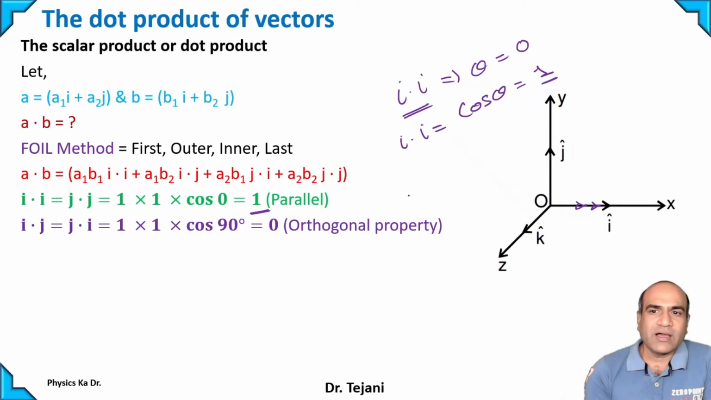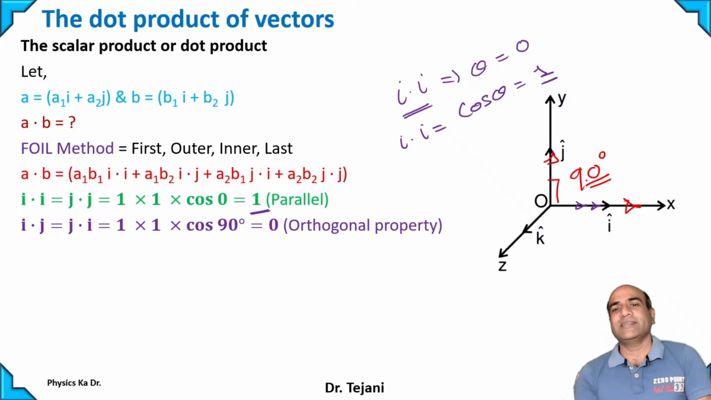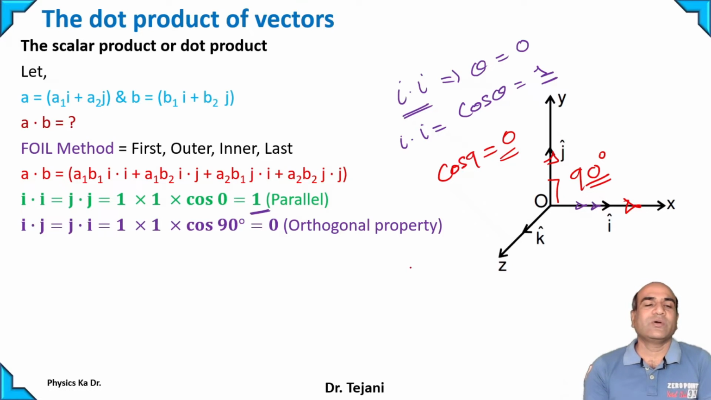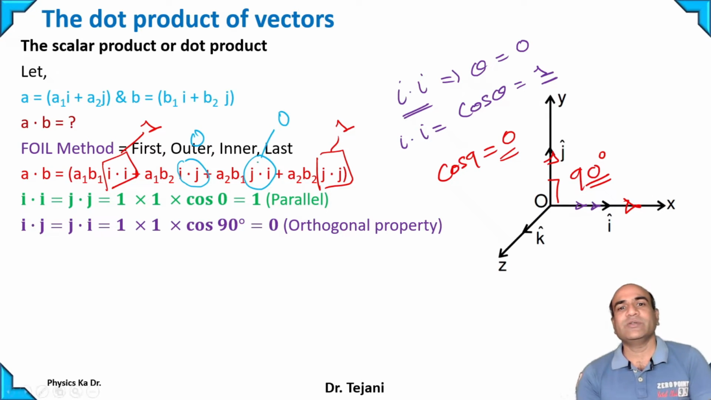And when we consider I multiplied by j, this is I and that is j, and theta becomes 90 degrees for the Cartesian coordinate. And we know that cos 90 is equal to 0. So what happened? Here I dot I becomes 1. Similarly j dot j becomes 1. But what about ij? Ij, that is 0. Ji, that is also 0.